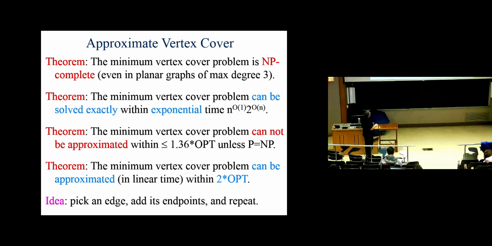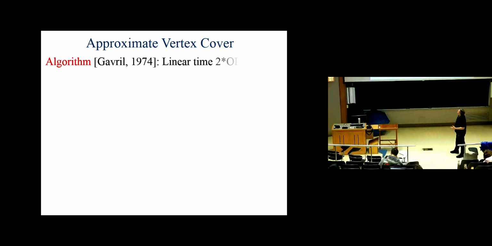So the idea is very simple. Pick an edge, add its endpoints, the 2 vertices incident to this edge, and then just repeat, and at the end you'll get a vertex cover. It's no worse than twice optimal. So here's the algorithm in more detail. It'll run in linear time. It'll produce vertex covers no worse than twice optimal.